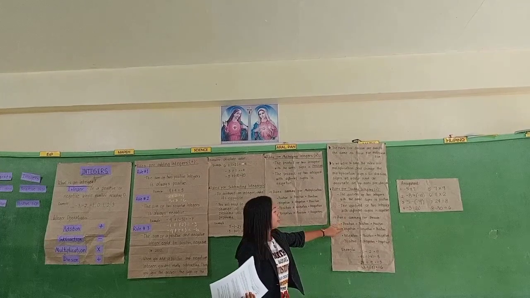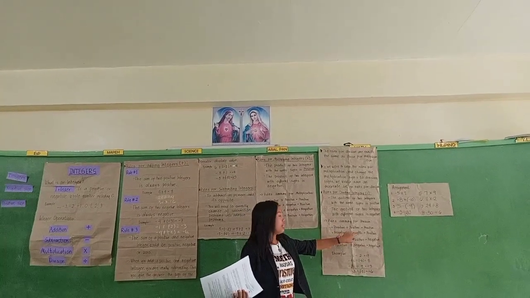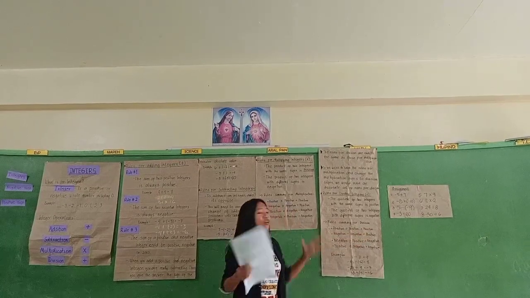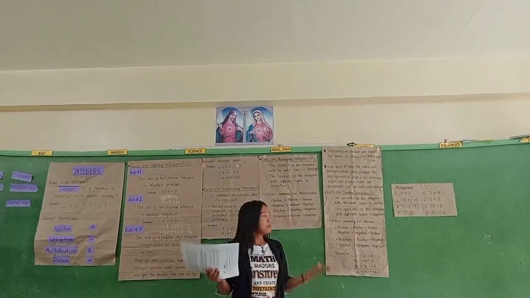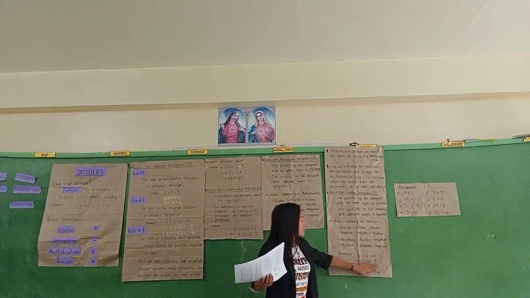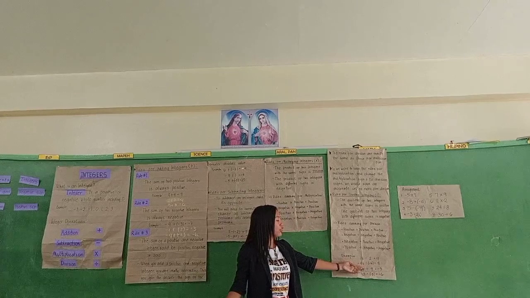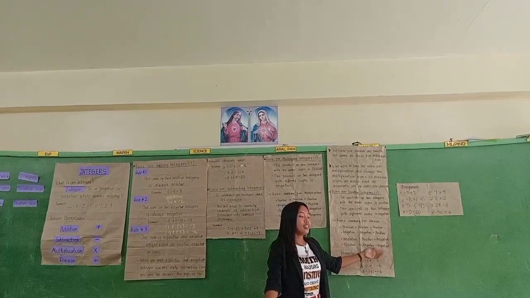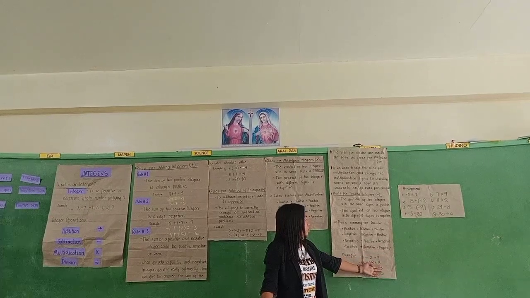So let's go back here. Negative divided by negative is always positive. If we divide the same signs, we will come up with positive. In the example, we have negative 48 divided by negative 6. The quotient is positive 8.